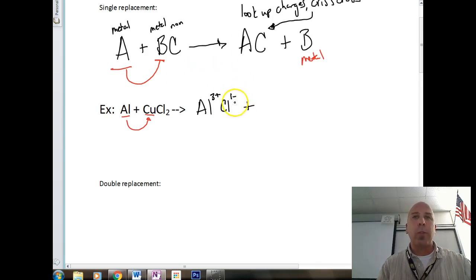And then it's going to combine with chlorine, and chlorine is in column 7A, which forms a 1- charge. So of course we're going to crisscross these charges, bring the 1 down. We don't need to write it, so we're going to go ahead and erase that 1. And then we're going to bring the 3 down and put the 3 right after the chlorine there. And we have our new formula of aluminum chloride.